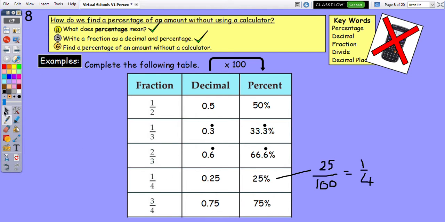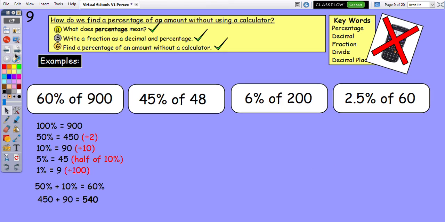Okay, good. Now we're going to look at finding a percentage of an amount without using a calculator. Okay, so I'm going to start really easily and try and explain it the best I can, and we're going to move on to some interesting questions. Okay, you can clearly see that that's an interesting question. Okay, so looking at this question here, we're going to find 60% of 900.